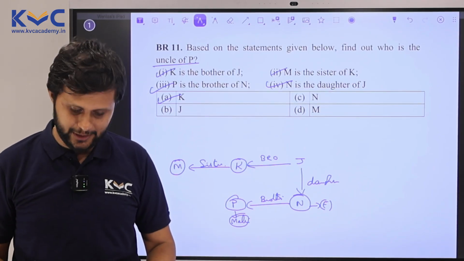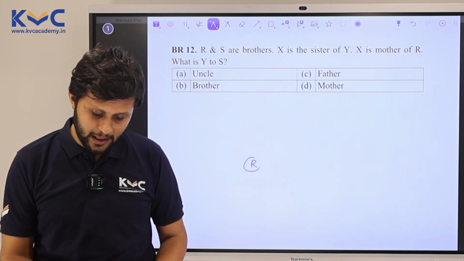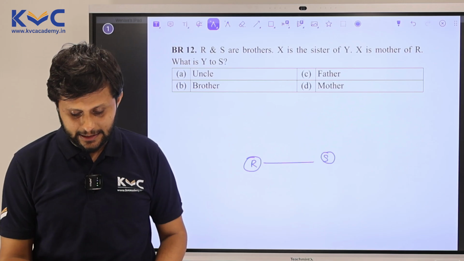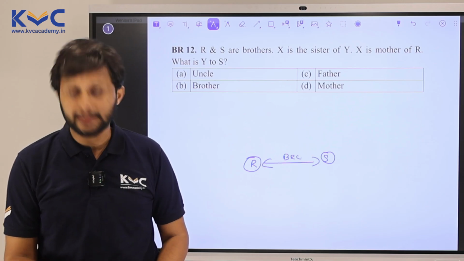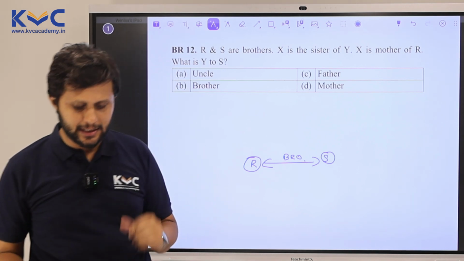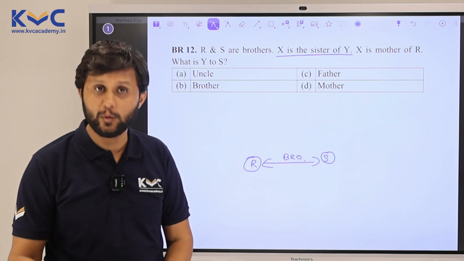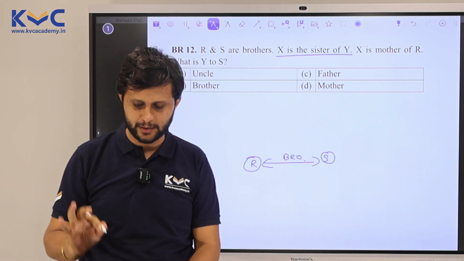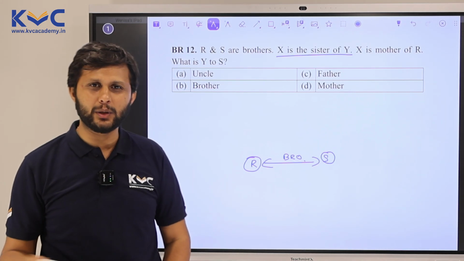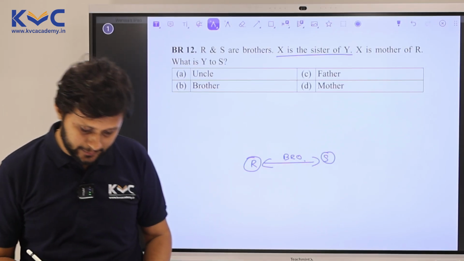Moving on, question number 12. R and S are brothers. We have R, we have S, and this time they clearly said they are brothers. So it's a two-way arrow. Okay, both are related to each other as brothers. X is sister of Y. We do not know that as of now because X is not there, Y is not there. I cannot draw a line. I'll keep that pending.